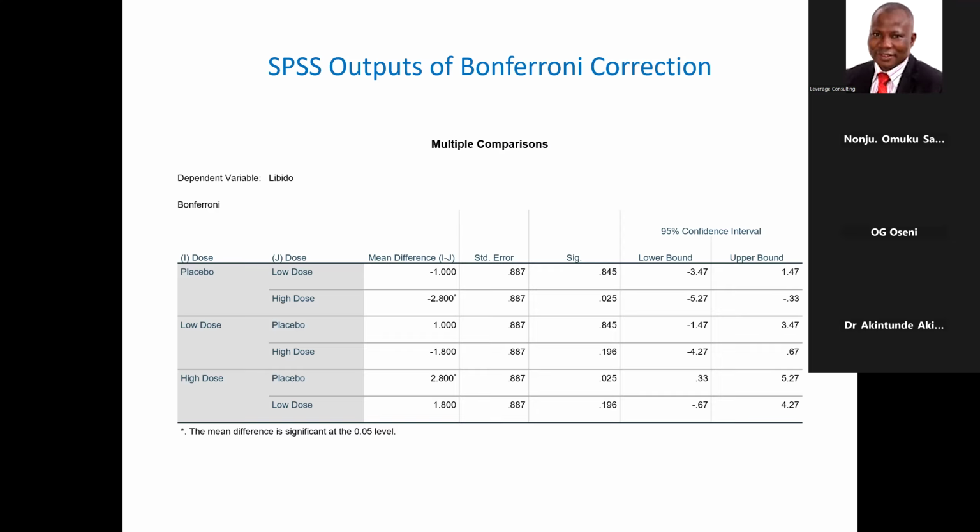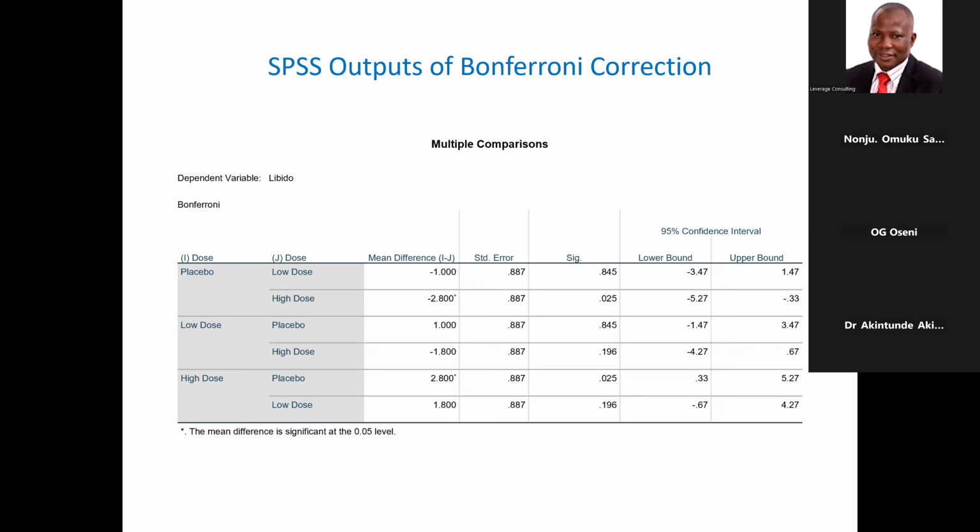So that 2.8, 1.8, what are they? If you remember, for group 1, which is placebo, the mean of the group is 2.2. For group 2, which is low dose, the mean, you remember, was 3.2. And for the high dose, the mean was 5.